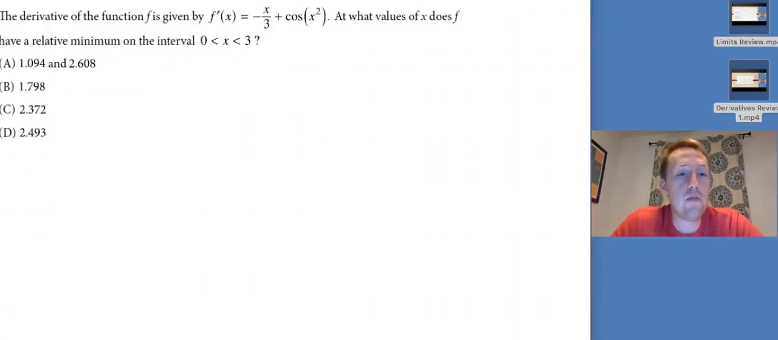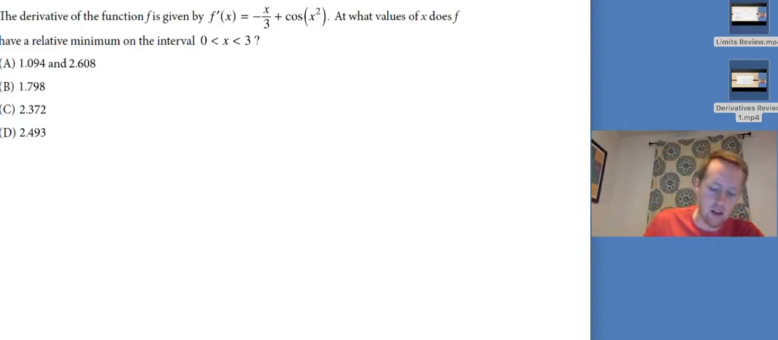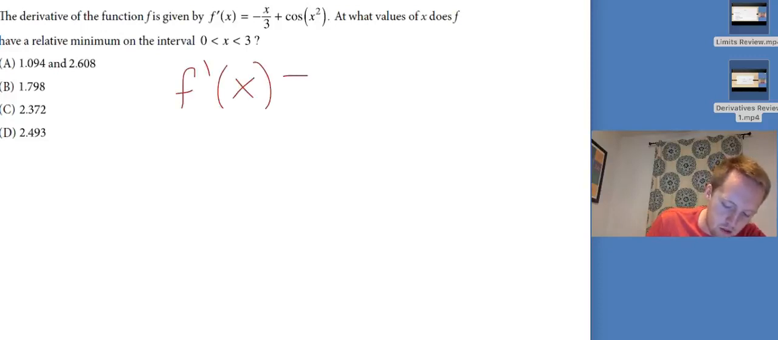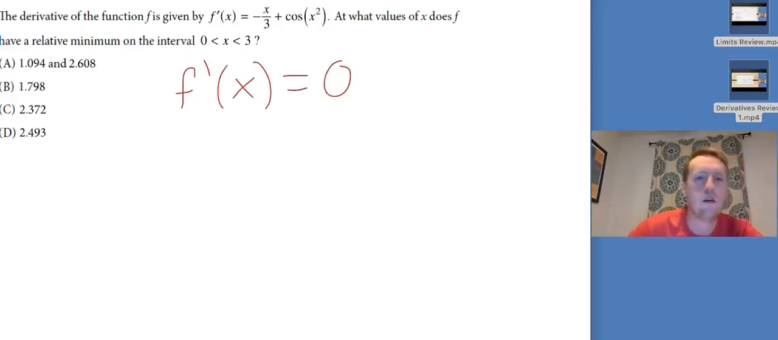The derivative of the function f is given by f prime of x equals negative x over 3 plus cosine of x squared. At what values of x does f have a relative minimum on the interval 0 to 3? Okay, I'm looking for a relative minimum. That means I need to know when the derivative changes sign. So I need to find when f prime is 0.